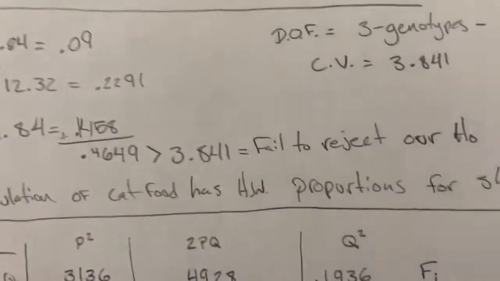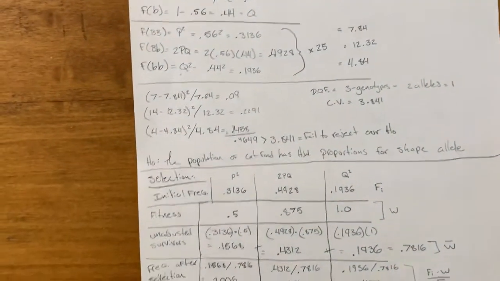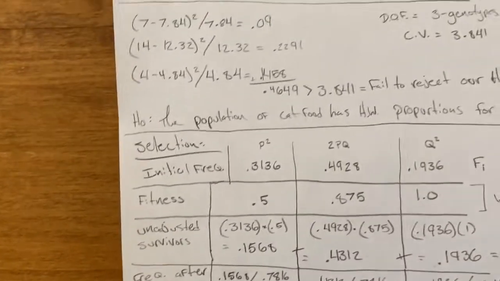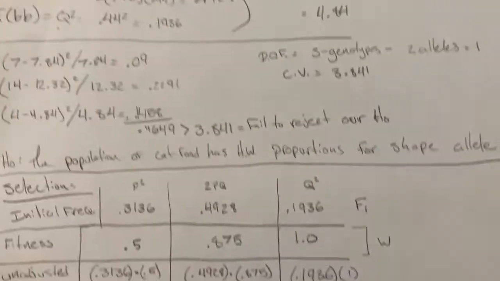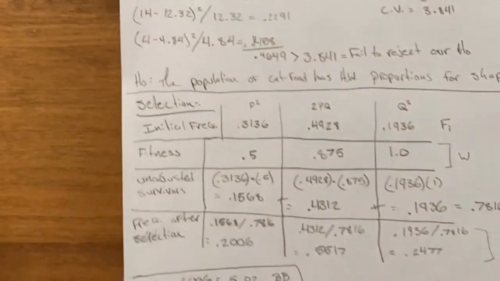Our number is significantly less than 3.814, so we failed to reject our null hypothesis, which is that the population of Cat Food Town has Hardy-Weinberg proportions for the shape allele. So it does. Now, knowing that, we can go down here and do our selection.